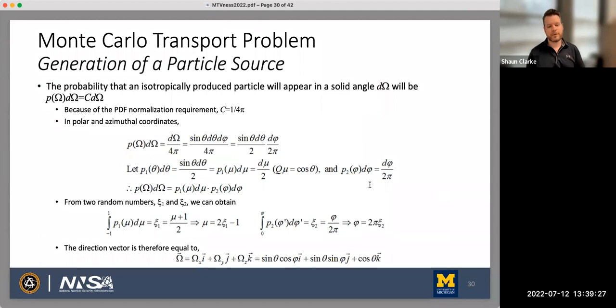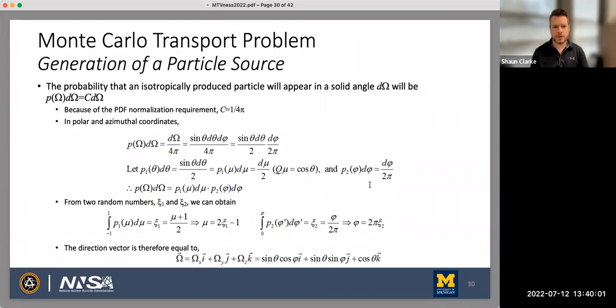So for the sake of argument, we'll just assume that our source is at a fixed position and a fixed energy, which is fairly common, but the angle of these particles is often not fixed. Okay, so if you're thinking about a radiation source, a point source that you want to simulate, it's often convenient to model those radiation sources as isotropic, meaning that when the particles are born from that source, any direction of travel is equally probable. That's what we mean by isotropic.